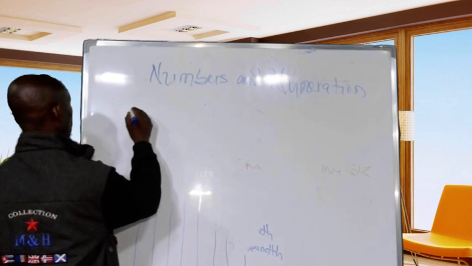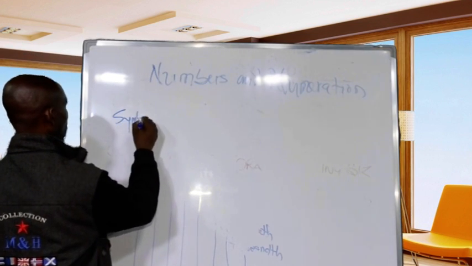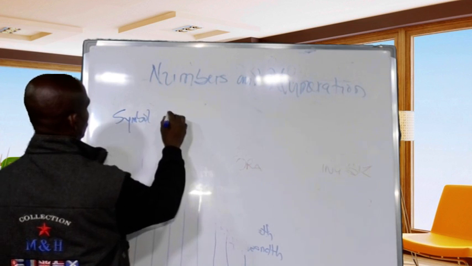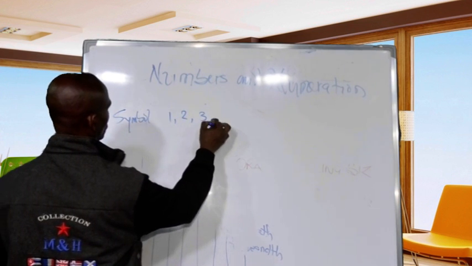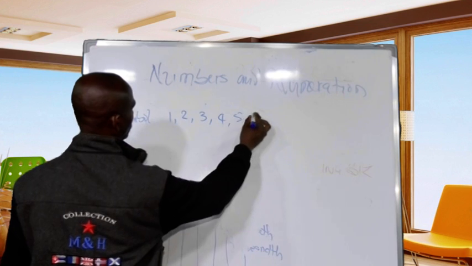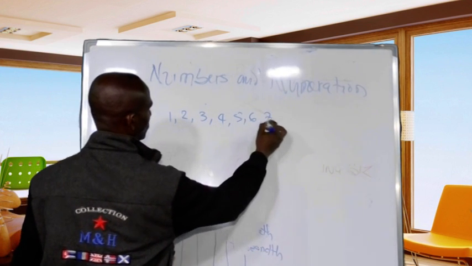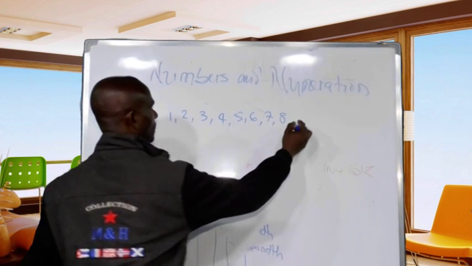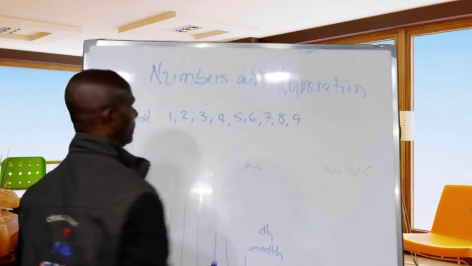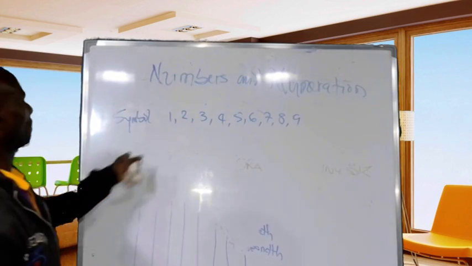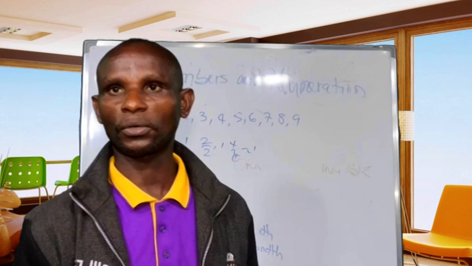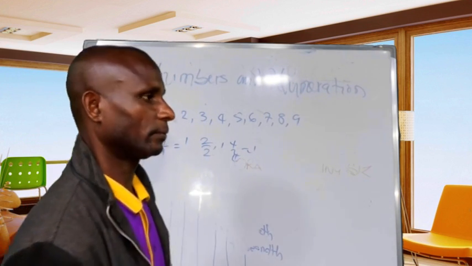These symbols 1, 2, 3, 4, 5, 6, 7, 8, 9, we call them digits. We will talk about prime numbers now.